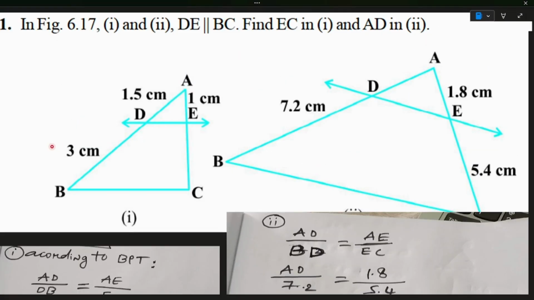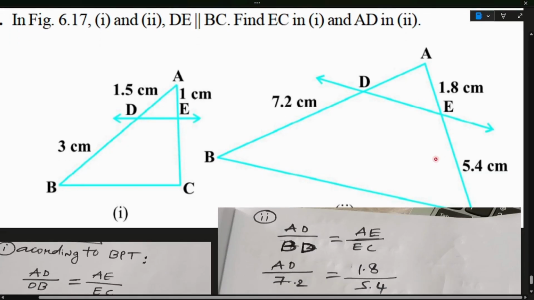Theorem 6.1 simply says that in a triangle, any line parallel to one side of the triangle cuts the other two sides of the triangle at distinct points. In this figure also, we have to apply the basic proportionality theorem and theorem number 6.1. Here also we have to find the AD value.